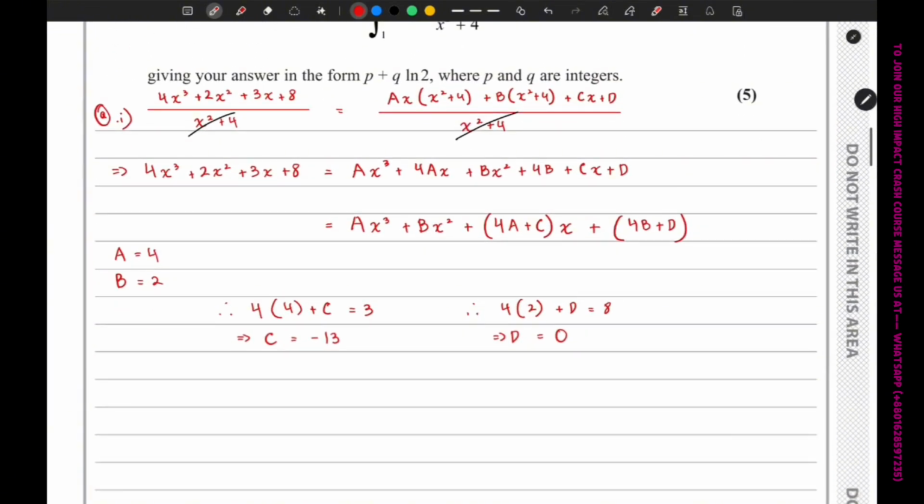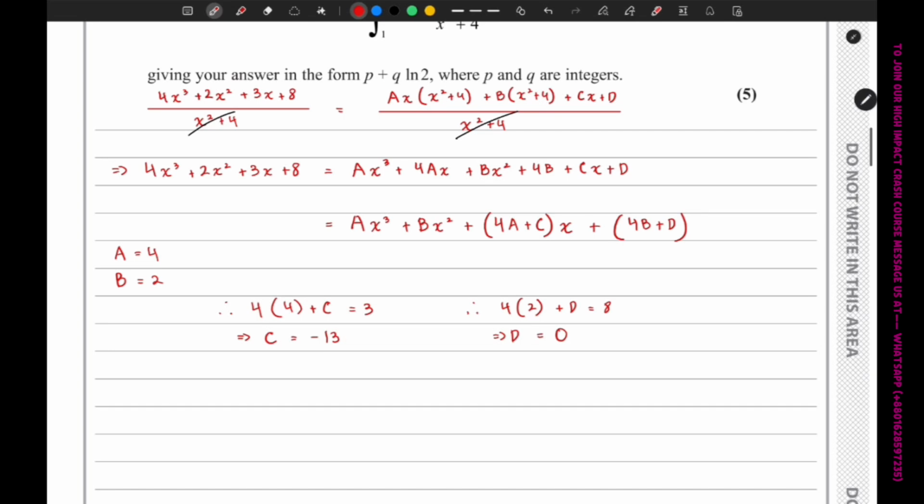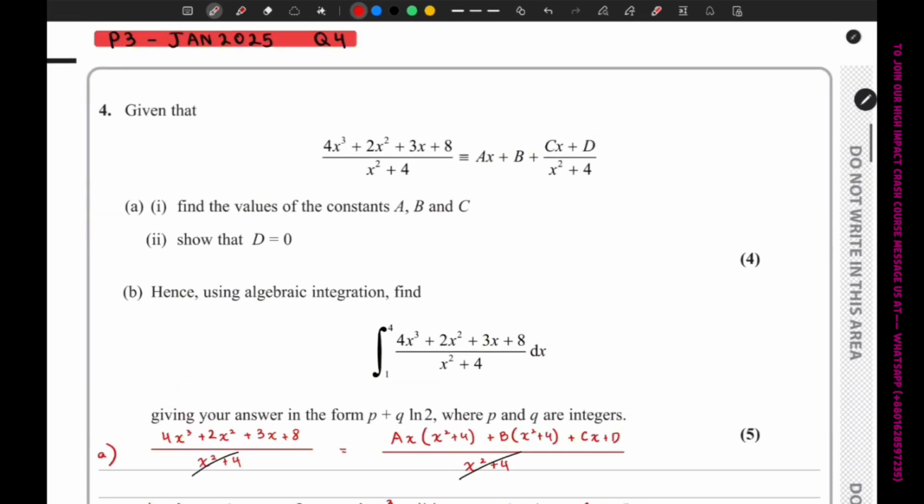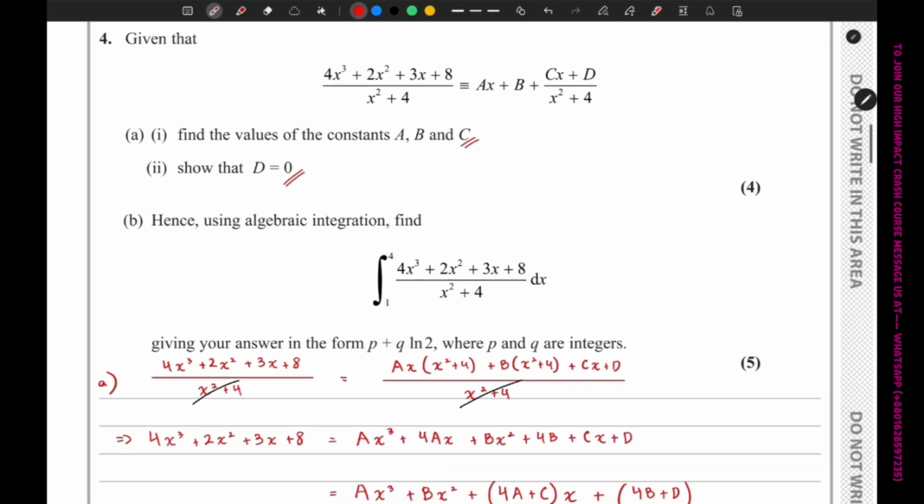Okay, so that is it for this part. So this is the part A. In the first part of part A, it asked us to find out the values of a, b and c, and the second part we need to show that d is equal to 0. Now hence, using algebraic integration, find this, giving your answer in the form p plus q ln 2.